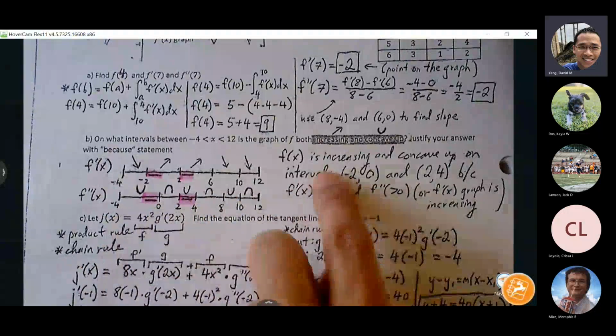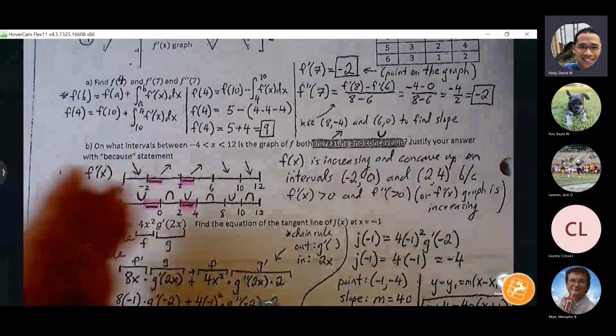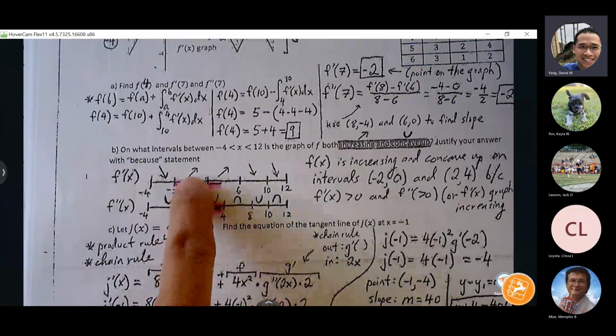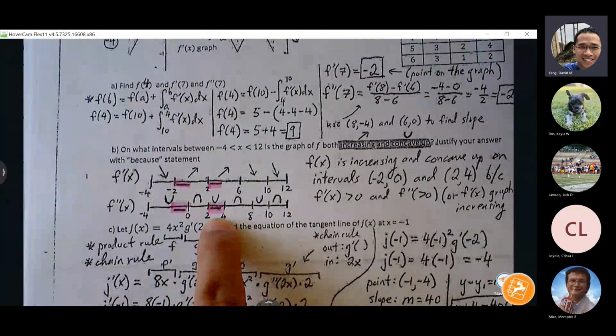And now the problem is asking, where's the graph both increasing and concave up? So I try to match all the numbers so I can clearly see where my graph is increasing and concave up. So in this interval here, from -2 to 0, you see concave up and increasing, and also from 2 to 4.